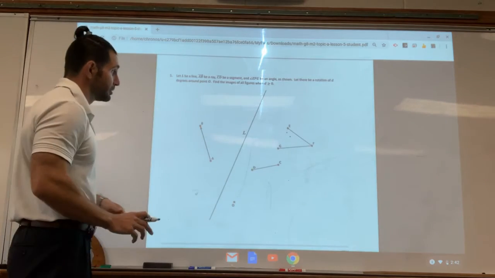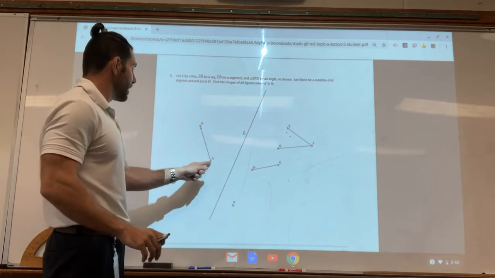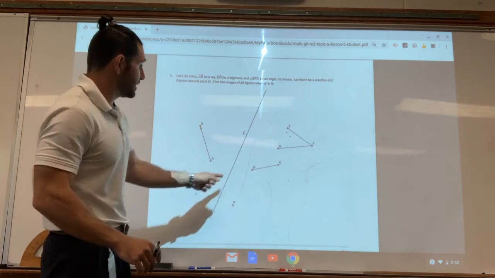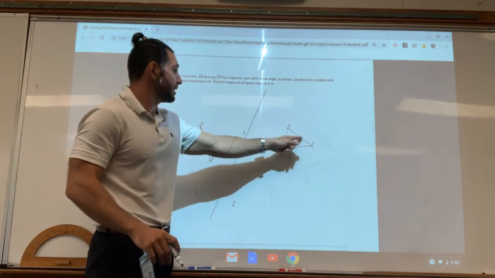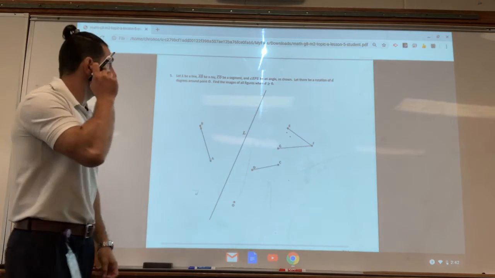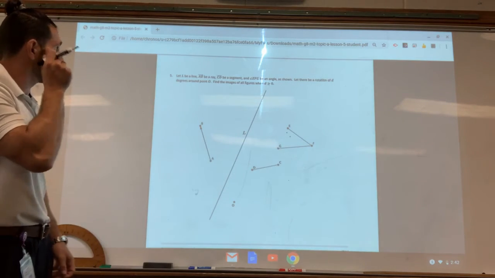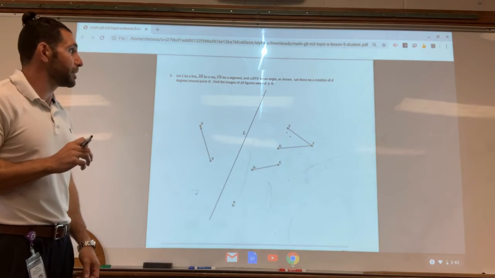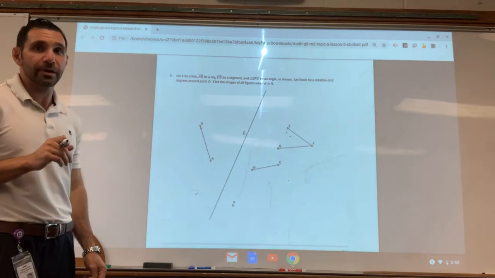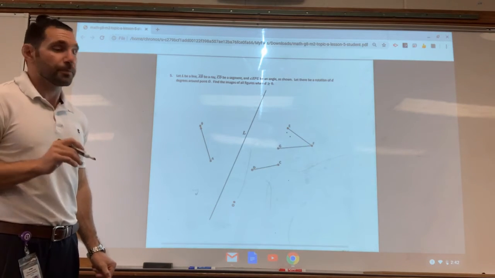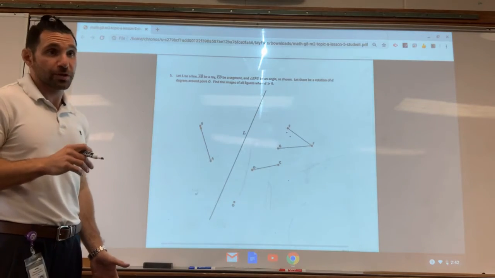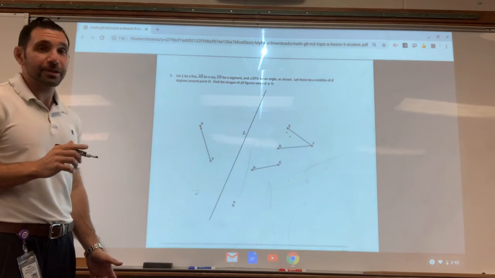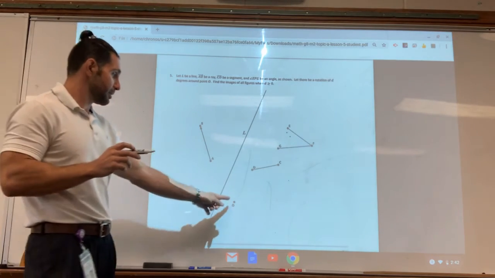Let L be a line, ray AB, CD be a segment, angle EFG as shown. Let there be a rotation of D degrees. Find all the images of all figures when D is greater than or equal to 0. So, you're going to do this with your patty paper. I'm going to show you which directions they're rotating.